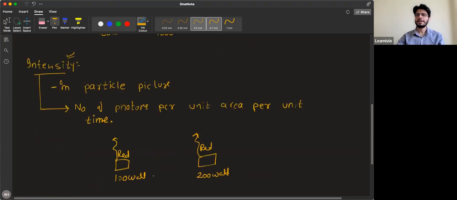What about the intensity? See, from the 200-watt bulb, the intensity of light is more. That means this 200-watt bulb will emit more photons as compared to the 100-watt. This is what we mean by intensity. Greater the wattage, greater the intensity, meaning greater would be the number of photons which are emitted.